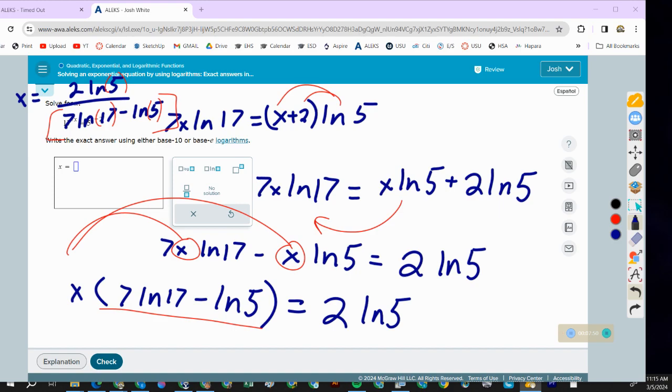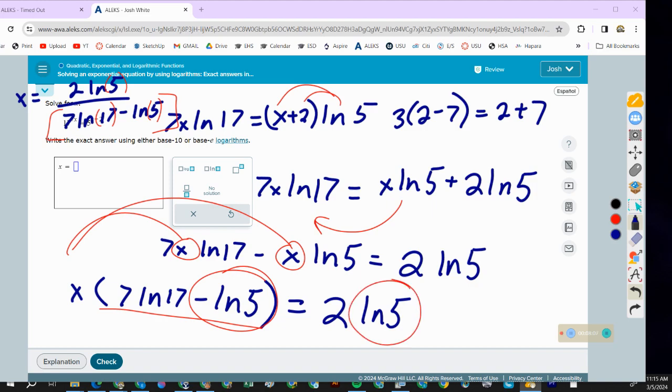No, because it's kind of like saying if we had 3 times 2 minus 7 equals 2 plus 7. So we have a negative ln 5 here, and we have an ln 5 here. Do these cancel? Not really, because there are actually 3 of them.